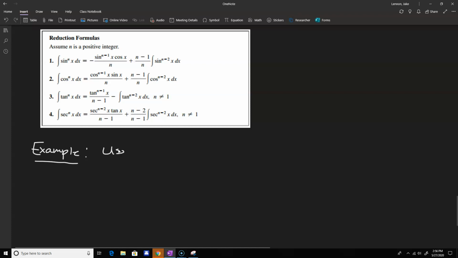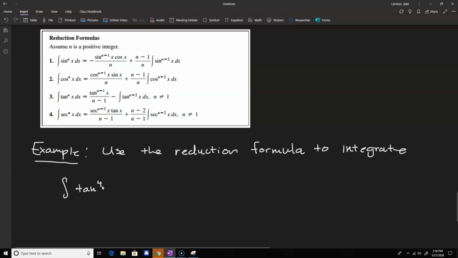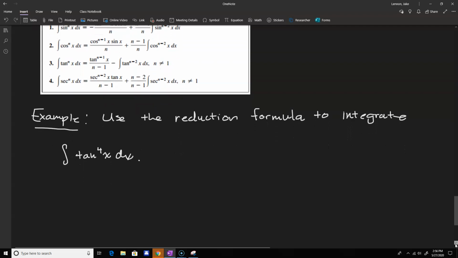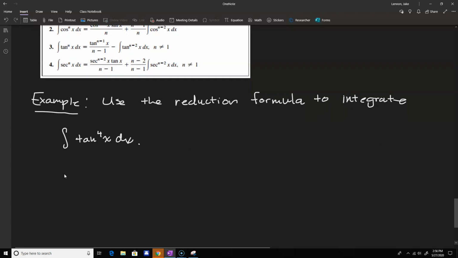So let's use the reduction formula to integrate, let's say, the integral of tangent to the fourth of x dx. So we're using the reduction formula number 3. So applying that once, what happens? Well, in this case, let's basically apply reduction formula number 3 with n equals 4.